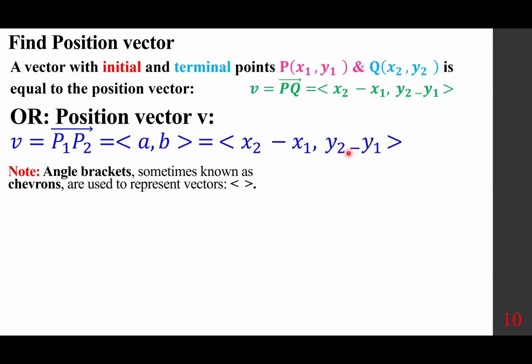And I want to remind you, these are called angle brackets, sometimes known as chevrons, and are used to represent vectors. So they represent vectors. That's as far as terminology goes: brackets, parentheses, braces, and so on. We wanted to make sure that we know the name.